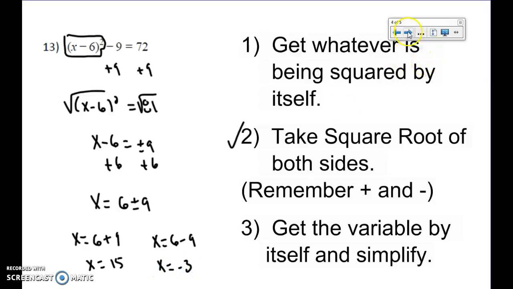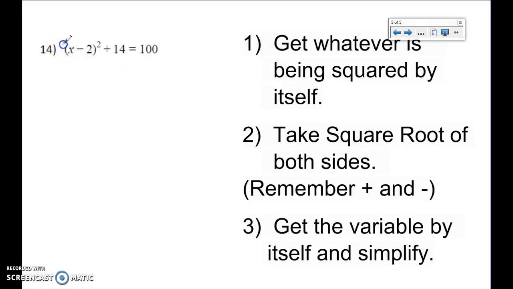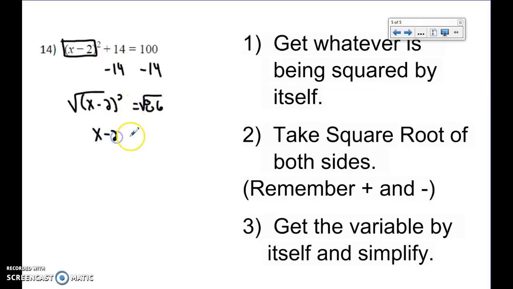I'm going to do one more with you guys, and then you're going to try some, okay? Same idea. Get whatever's being squared by itself. I'm going to subtract 14. So I get x minus 2 squared equals 86. We're going to take the square root of both sides. So I get x minus 2 equals plus or minus square root of 86. That doesn't simplify because 86 is 2 times 43, and 43 is prime. So we're going to add 2. And I get x to be 2 plus or minus square root of 86. I can't add them because they're not exactly the same.